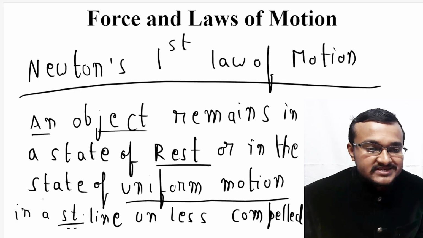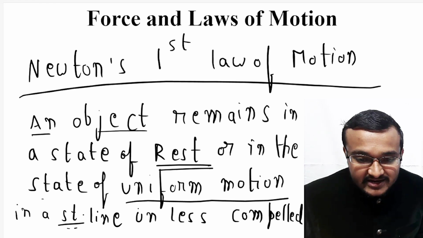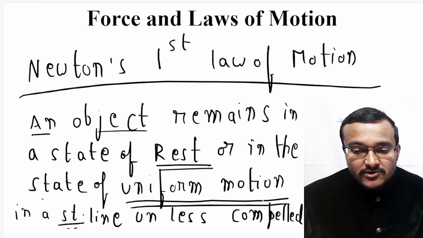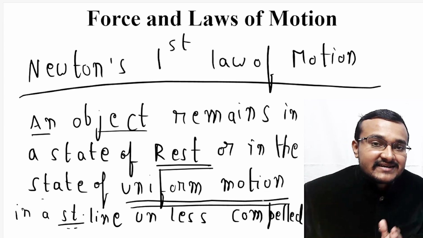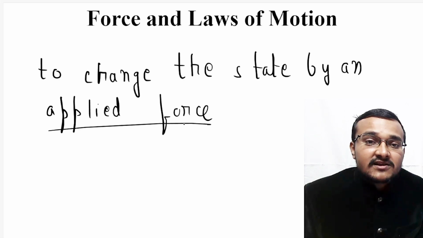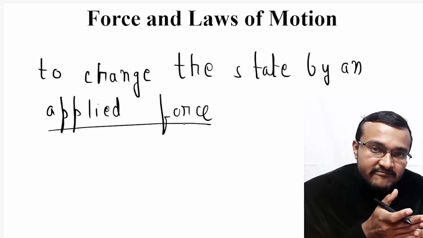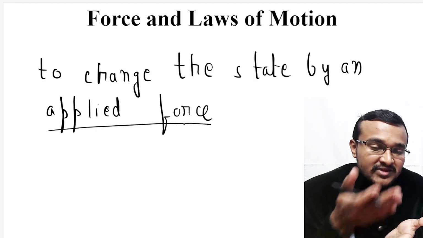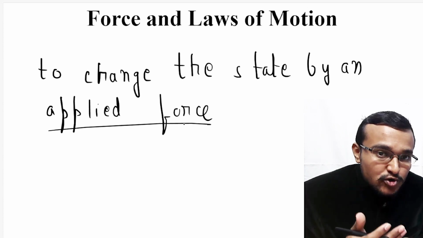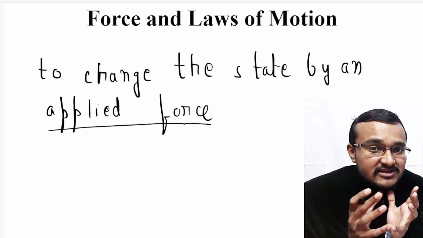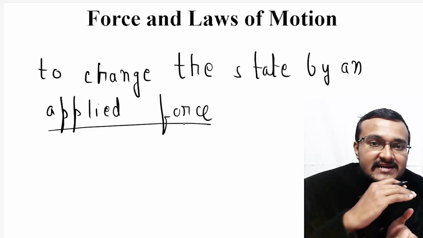So here we are taking two cases. One is an object remaining in the state of rest, and the other is an object remaining in the state of uniform motion. It will keep continuing in that state unless and until there is an applied external force. Only when you apply a certain amount of force will the state of rest be changed to the state of motion. And when an object is in uniform motion, only when you apply a certain amount of force will it either accelerate or decelerate and come to rest.